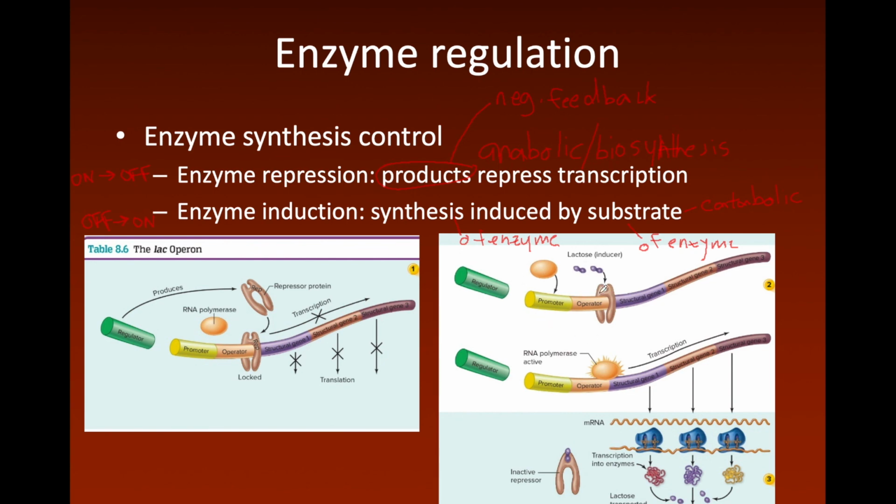We'll look into the details of exactly how this whole process works in Chapter 8, but for now just understand that lactose, the substrate for the lactose catabolizing enzymes, will turn on the synthesis of the lactose catabolizing enzymes, right? So lactose is the substrate, and it induces the synthesis of the lactose metabolizing enzymes.